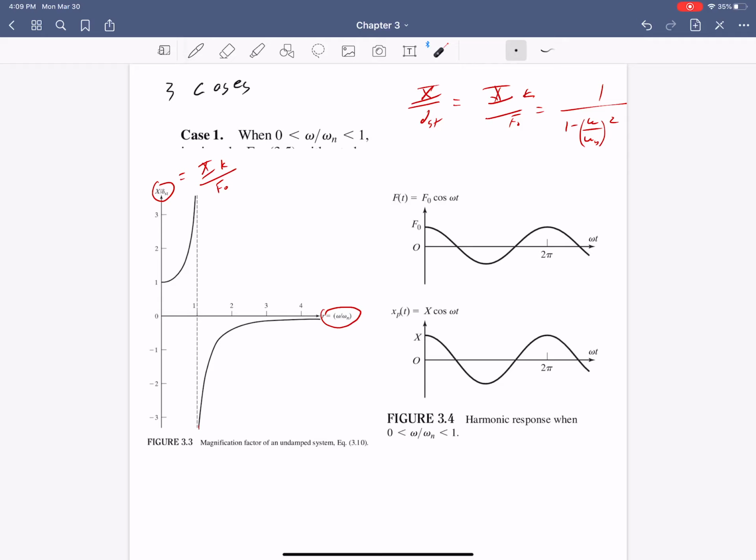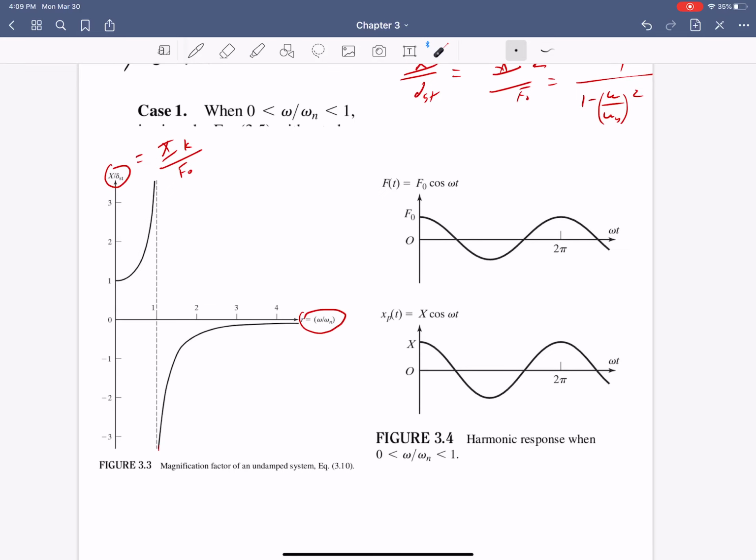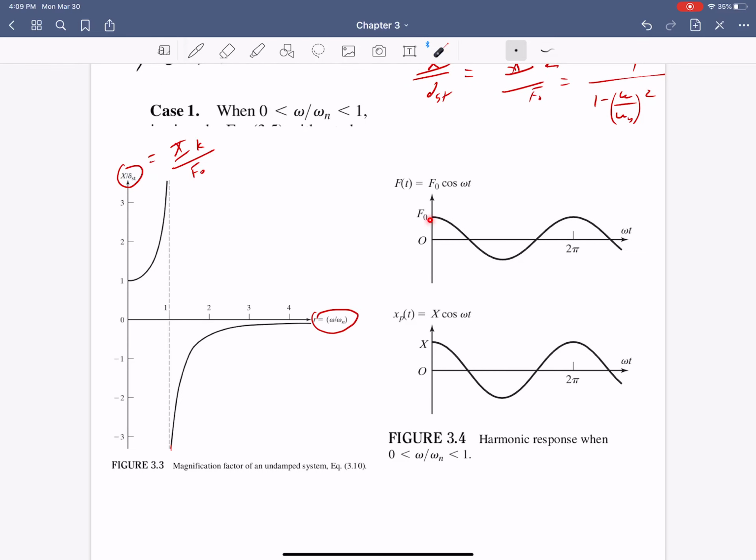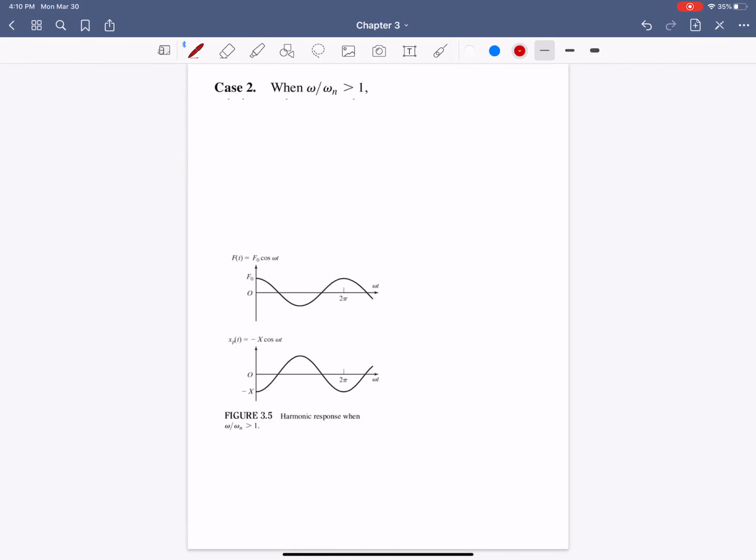Then, as you pass through this point, we're going to get to case 2. Another thing I want to point out is that here's your driving force, and here's your particular solution, and you'll notice that they are in phase. So they are in phase when omega is less than omega n, but greater than 0, I guess. Now let's go to case 2.